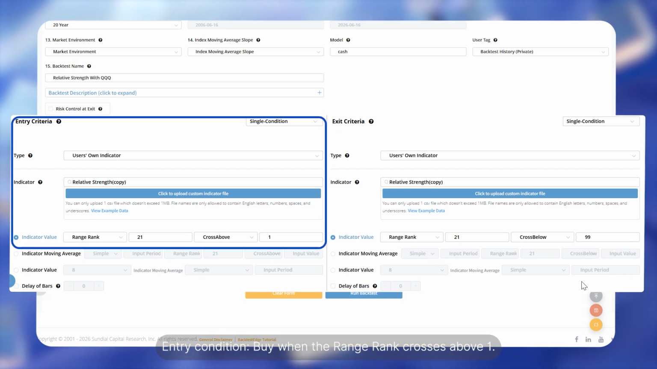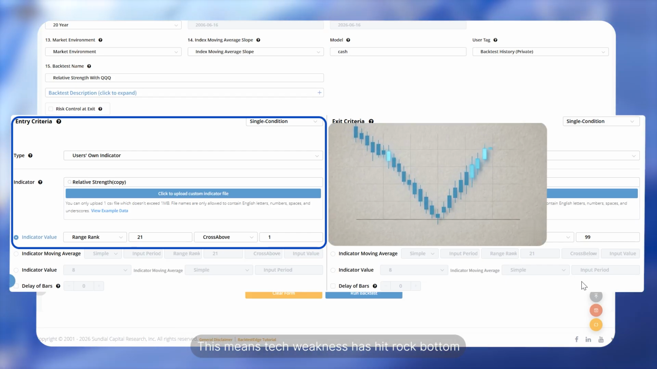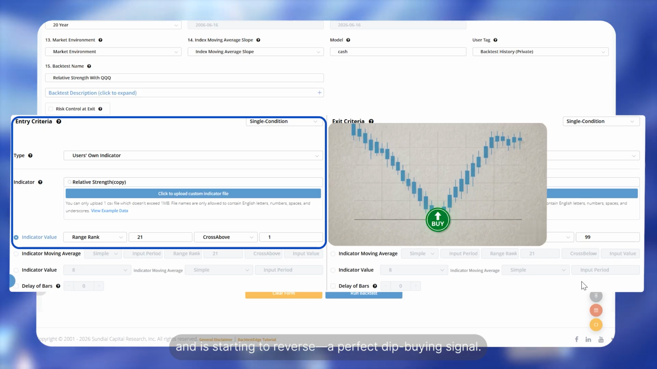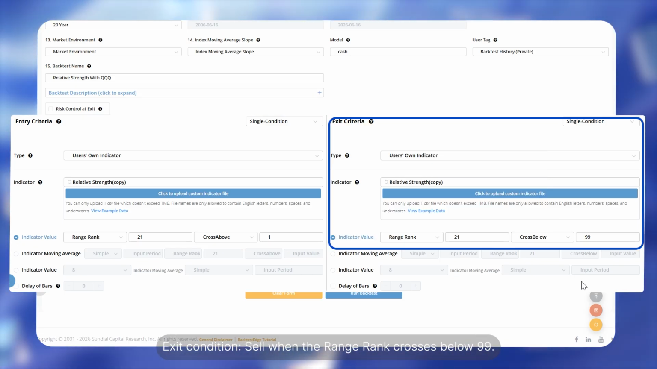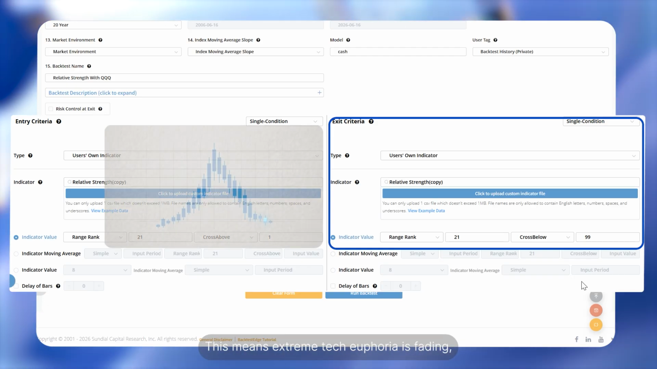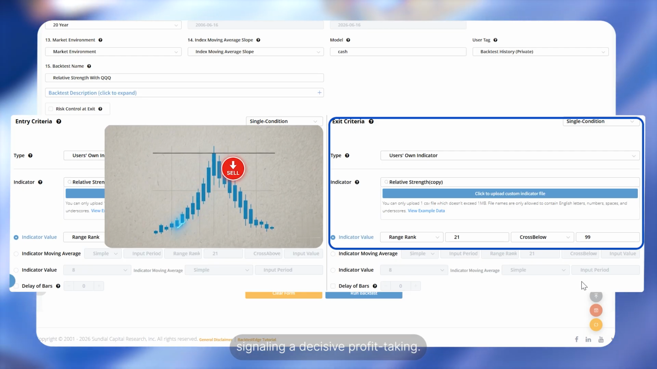Entry condition: buy when the range rank crosses above 1. This means tech weakness has hit rock bottom and is starting to reverse, a perfect dip buying signal. Exit condition: sell when the range rank crosses below 99. This means extreme tech euphoria is fading, signaling a decisive profit taking.